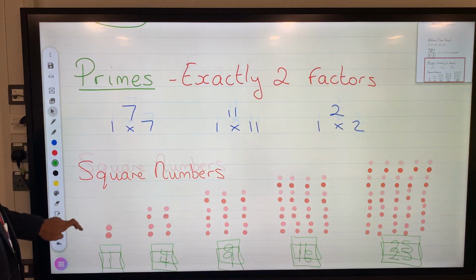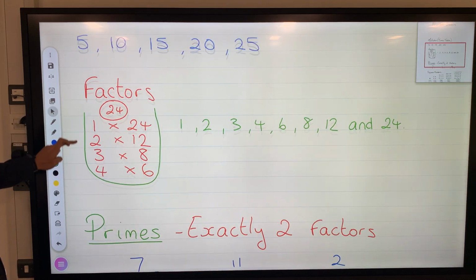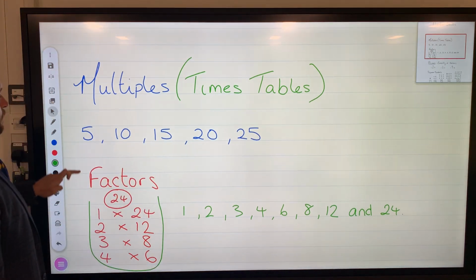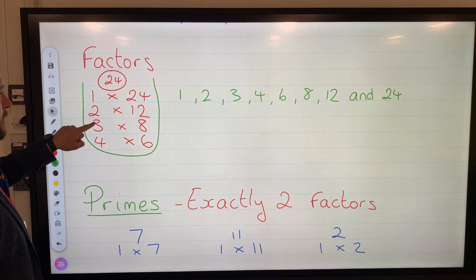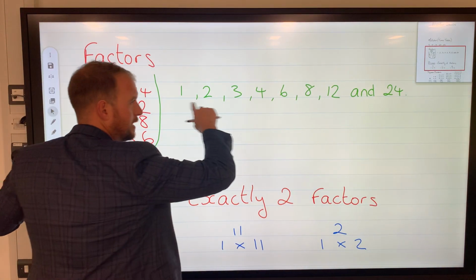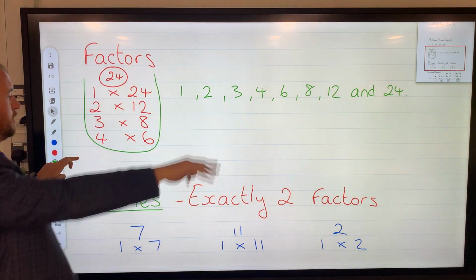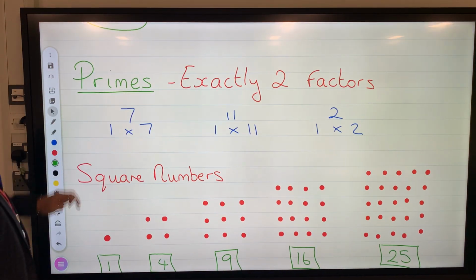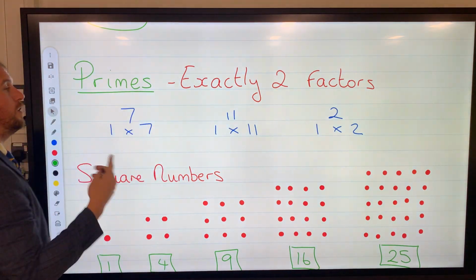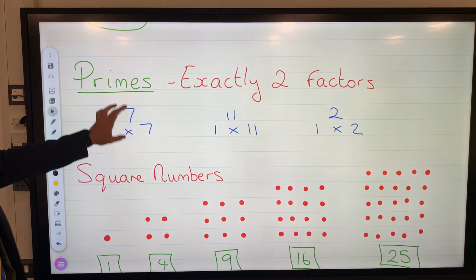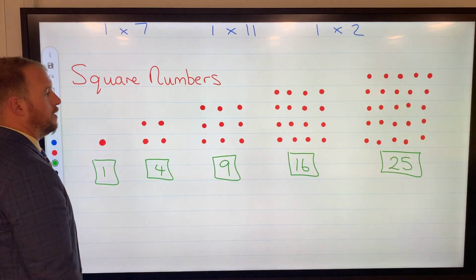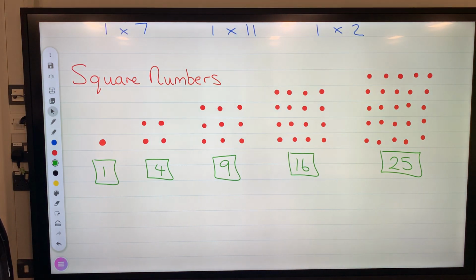So that's a quick whistle-stop tour, if you like, of some basic number skills: multiples, times tables. Factors, horseshoe method. Start with 1 until you get all the way around to 24. Don't forget to list them in ascending order, from smallest to largest. Prime numbers, exactly 2 factors. If you write out like this, you will see very clearly the difference between a prime and a non-prime. Square numbers, when you draw them as dots, you can see clearly they are square numbers.